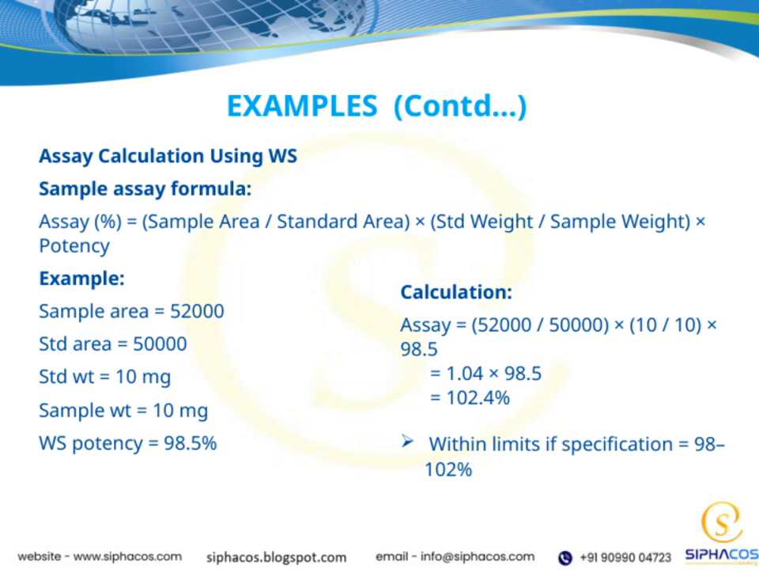Moving on, I want to highlight that this example uses the working standard, or WS, for the assay calculation. The formula here is slightly different but follows the same principle. It compares the sample to a standard, adjusts for weights, and factors in the standard's potency. So, in summary, the key points are understanding how to perform this calculation accurately, recognizing the importance of the ratios involved, and knowing that the final value needs to be within our specified limits to ensure quality and consistency.